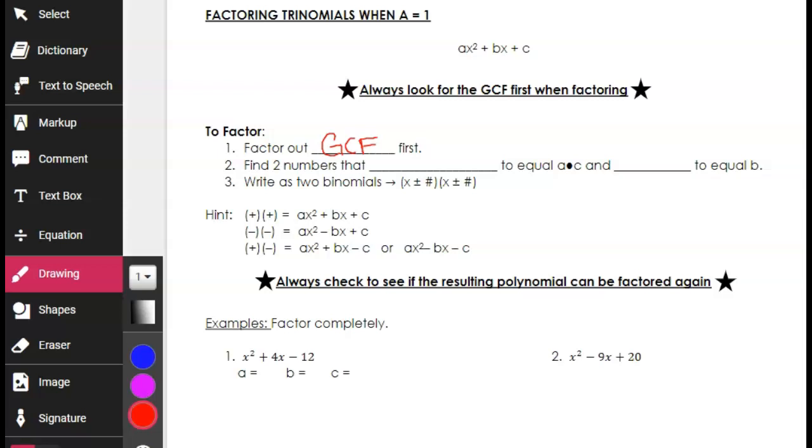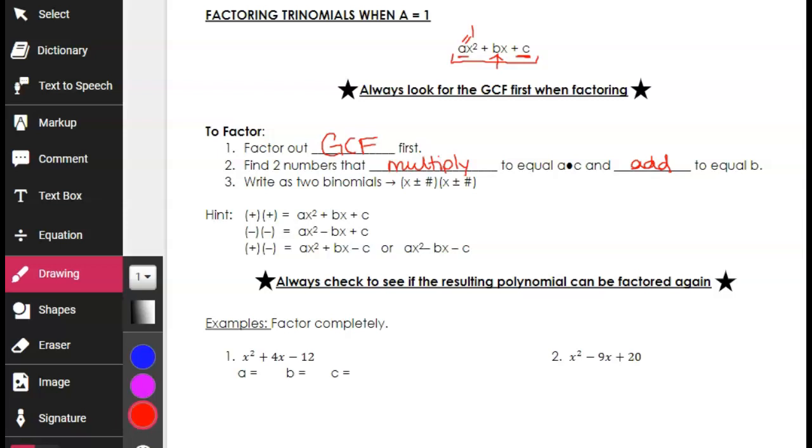Step 2, whenever I am looking at my polynomial with a equal to 1, I need to find two numbers that multiply to equal a times c. So the first number times the last number, and they need to add to be the b term, so that middle term. And it's kind of easy to remember that the multiplication numbers need to equal a times c, a multiplied by c. So that's how I remember, that the numbers need to multiply to give you the product of a and c. So the multiplying kind of goes together.